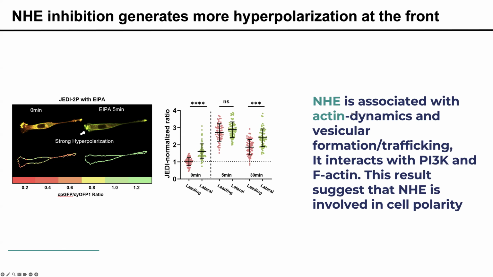And maybe this is not too surprising, because NHE not only passes ions across the membrane, it is also associated with actin dynamics, right? It is physically connected with the actin cytoskeleton, and it's also involved in vesicle formation. NHE is involved in generating vesicles. And there's been a lot of work that shows it interacts with things like PI3K. So it is also involved in lipid trafficking and cell polarity. In that sense, it not only influences potassium flux, it has another role of influencing cell polarization.